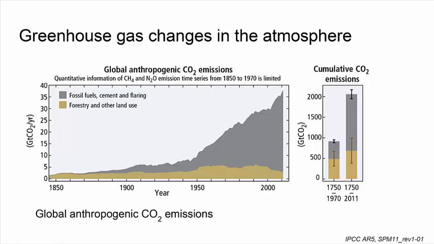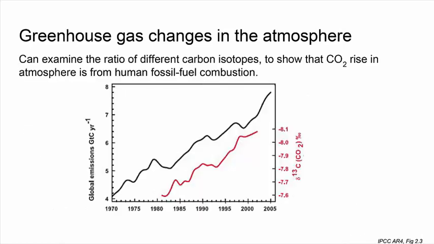So if you look at the C13 to C12 ratio, what we'd expect is that it should be decreasing as we're pumping more C12 into the atmosphere if we're burning fossil fuels. And if we look at observations, this is again showing global emissions of carbon, and then right here it's flipped so that going up is decreasing. So the C13 to C12 ratio is decreasing with time. It shows that we're changing the ratio in the atmosphere, and this is from the combustion of fossil fuels.